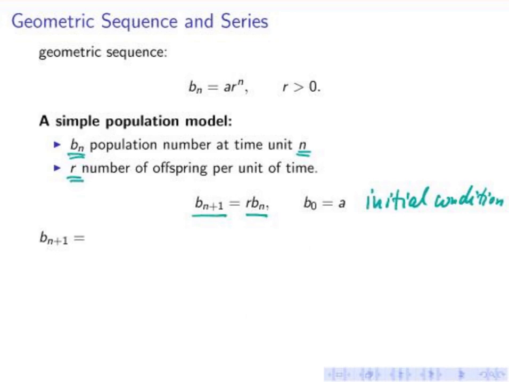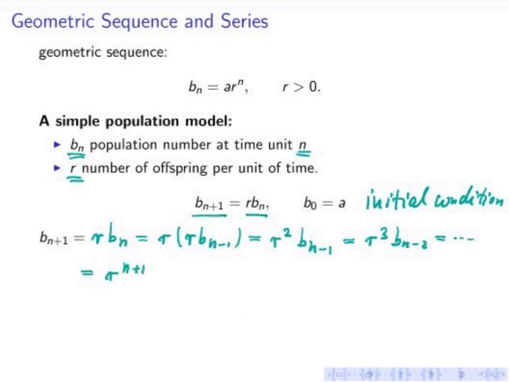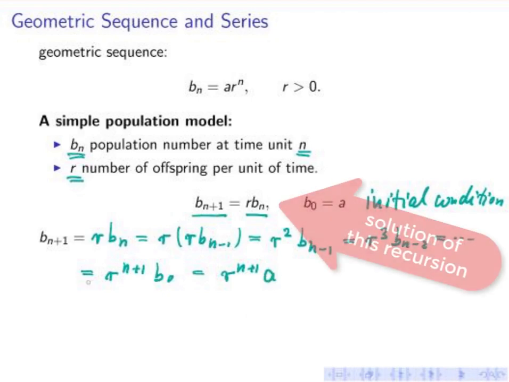This is a first order recursion, but we can substitute it in, so we can write this as r times b_n. But now for b_n we can use the same recursion, so then this is r times r times b_{n-1}. And then we can use the same recursion again, and we replace b_{n-1} by r times b_{n-2}. So maybe step by step. So this is r squared b_{n-1}, then this will be r to the power of 3 b_{n-2}, etc., etc. And then this goes to r to the n plus 1 times b_0. b_0 is the initial condition, so this is r to the n plus 1 times a. So we have already an explicit solution for b_{n+1} for this simple population model.